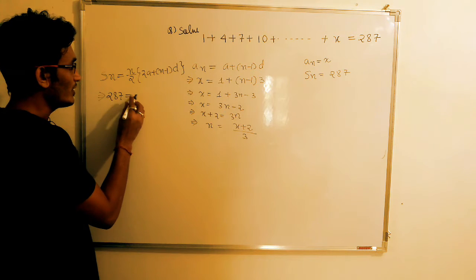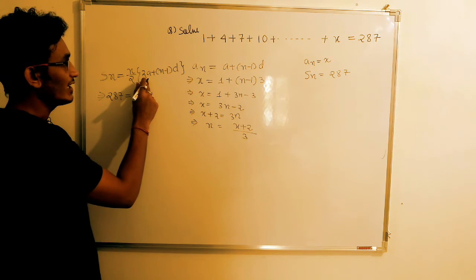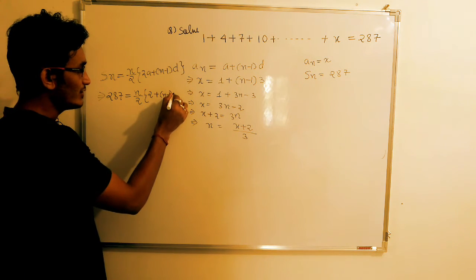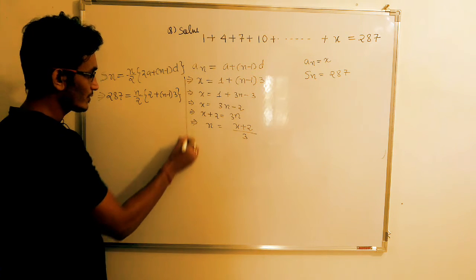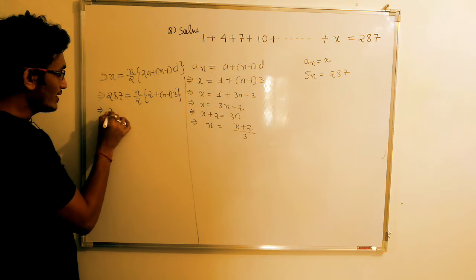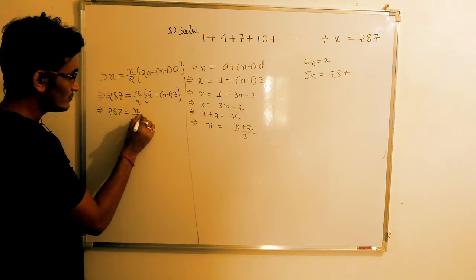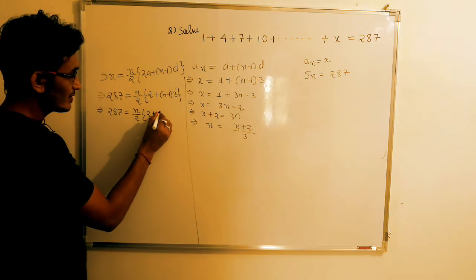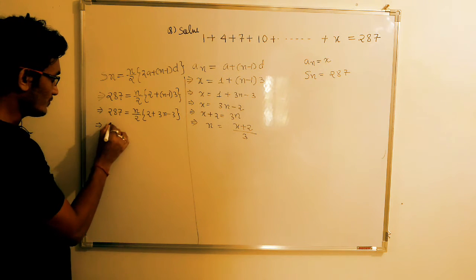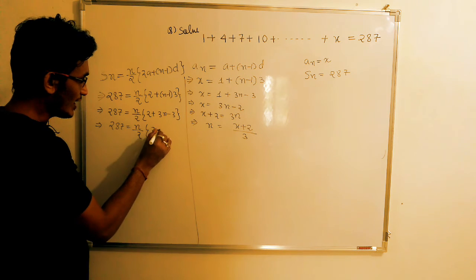Sn equals 287. n is not given, so you should write n by 2 twice a, a means 1, so 2 into 1, 2 plus n minus 1, and d means it's 3, d equals 3. So from here, 287 equals n by 2, 2 plus 3n minus 3. So from here 287 equals n by 2, so 3n minus 1.